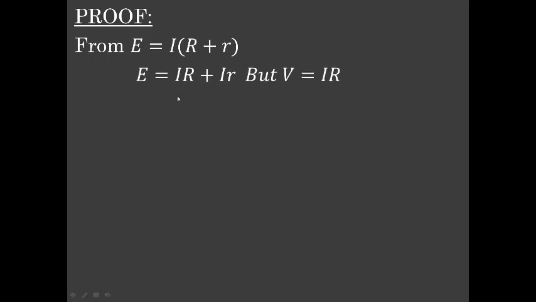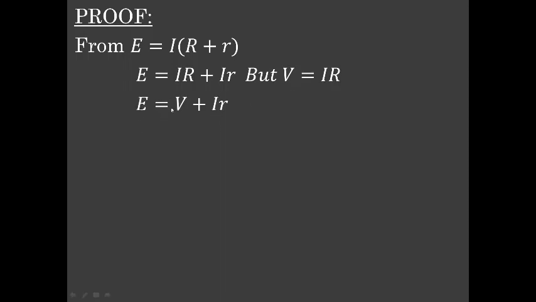So let's look at the proof. Why do we conclude that the intercept is the EMF, and why do we conclude that the slope is negative R? We all remember this formula that E is equal to IR plus Ir, or I into (R plus r). Remember, R is the total external resistance or the effective external resistance. And r is the internal resistance. So we can write it this way. It's the same thing.